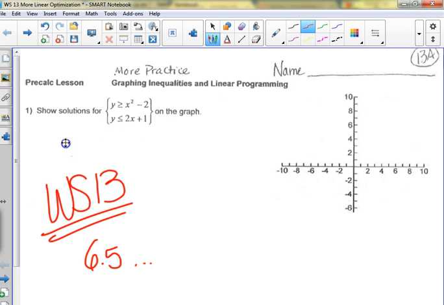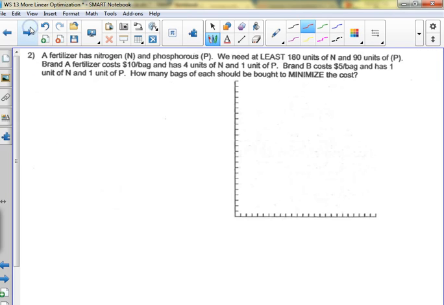What do you need me to do? 1 wasn't assigned. 2 is assigned. Do you want to practice this one? This one is minimizing the cost. I believe it's going to be an unbounded region.